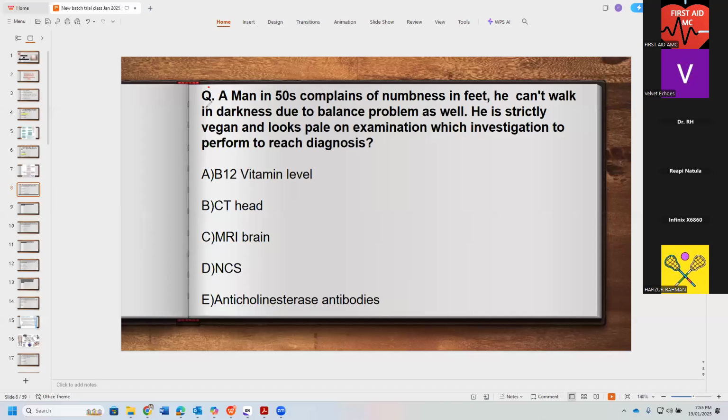All right, next question. A man in his 50s complains of numbness in the feet. He can't walk in the darkness because of a balance problem. He is strictly vegan, looks pale on examination. So two big clues they have given. Which investigation do you want to do next? Vitamin B12, CT head, MRI brain, nerve conduction studies, and anti-cholinesterase antibodies.